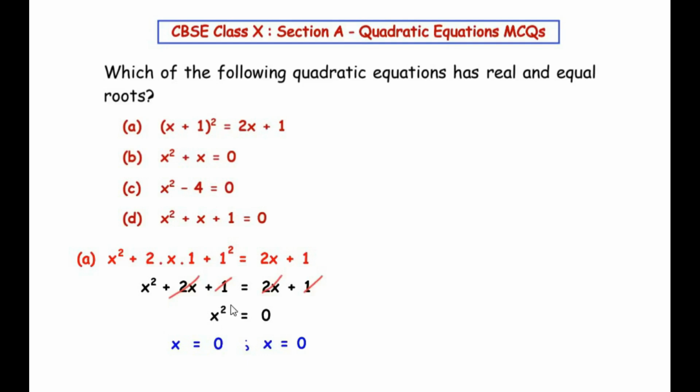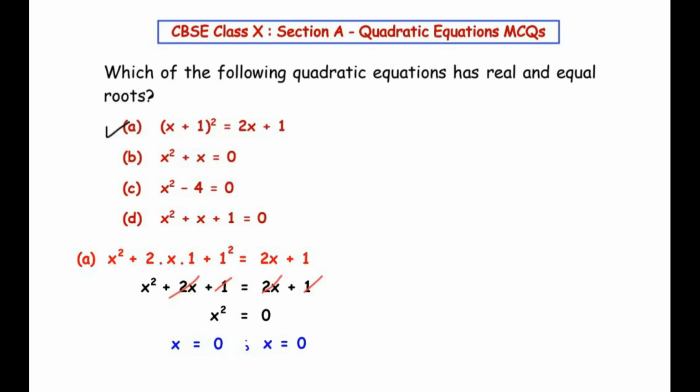Now since we have the highest power of x as 2, we need to have two roots over here. So the solution is going to be x equal to 0 and x equal to 0. And 0 is a real root. And the roots we can see they both are equal. They both are same. So here our answer has to be option A. That is x plus 1 the whole square is equal to 2x plus 1.